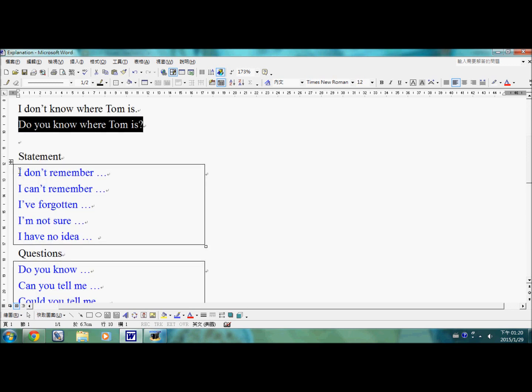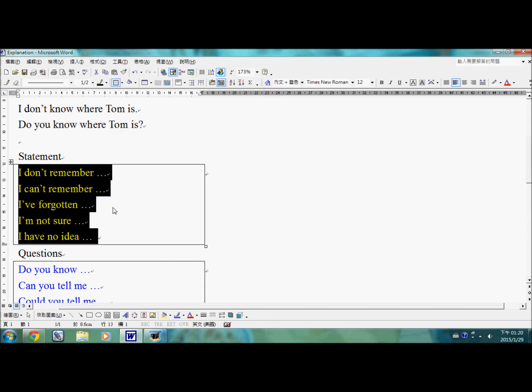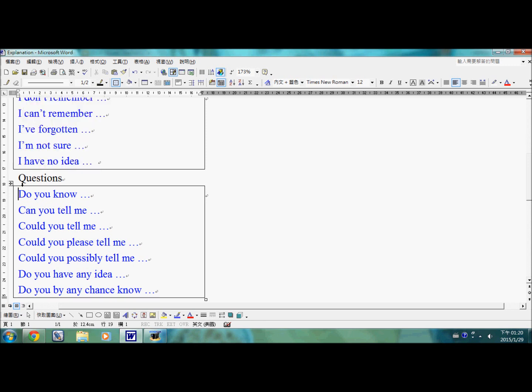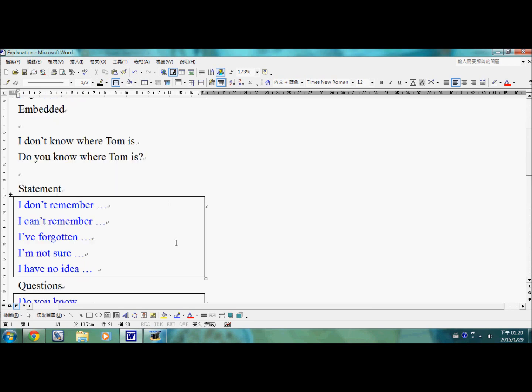These are the commonly seen main clauses that we use with embedded questions. I don't remember, I can't remember, I've forgotten, I'm not sure, I've no idea. Or in question form: do you know, can you tell me, could you tell me, could you please tell me, could you possibly tell me, do you have any idea, do you by any chance know?